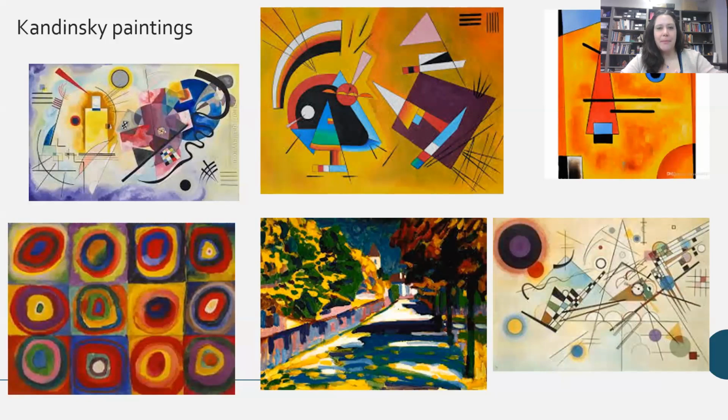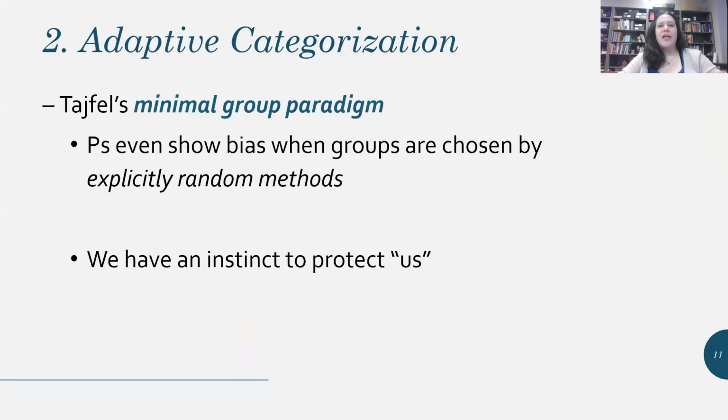So he has the boys come in, they choose which artist they prefer. And again, he does the same sort of procedure where he has them identify in their group, and then they can distribute resources. And again, we see the bias that people give their own group more resources. Okay, so that's established 2 times now.